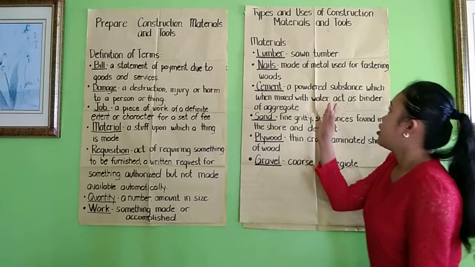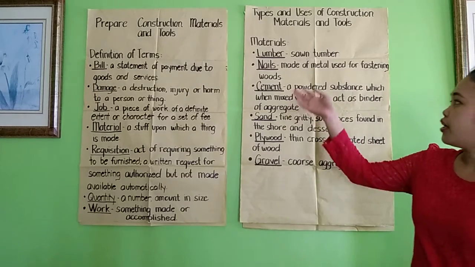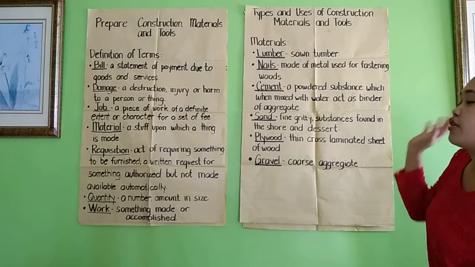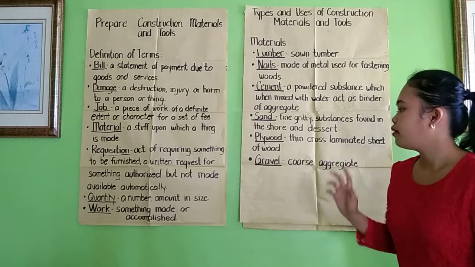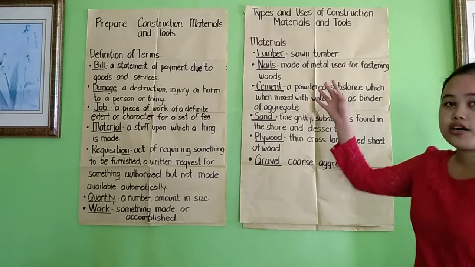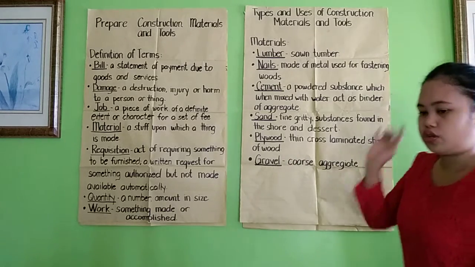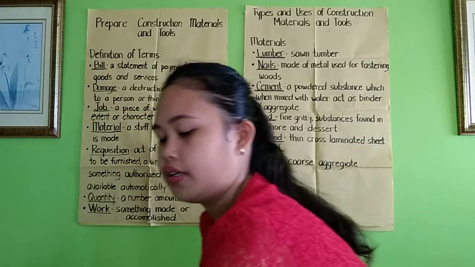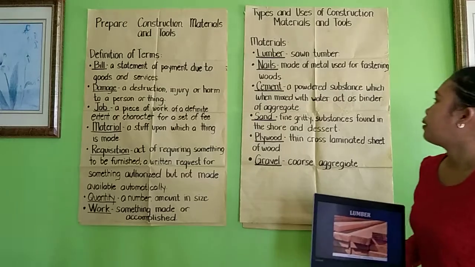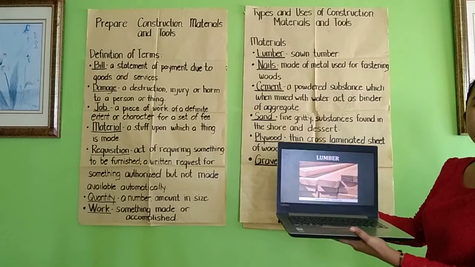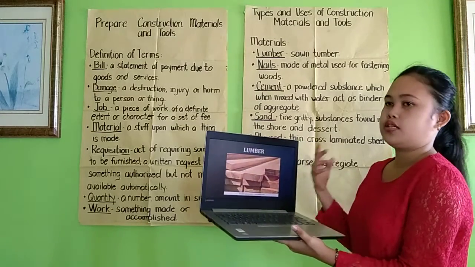Next, we're going to touch on the types and uses of construction materials and tools. The materials in construction are lumber, nails, cement, sand, plywood, and gravel. These are some common materials found in construction. Lumber is sawn timber. This is an example of lumber. You can see this in houses or buildings.